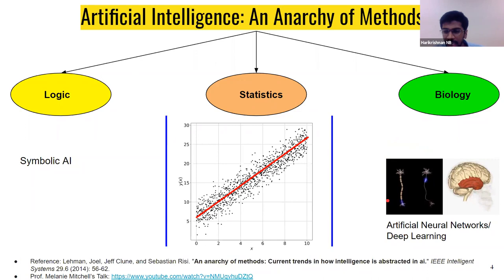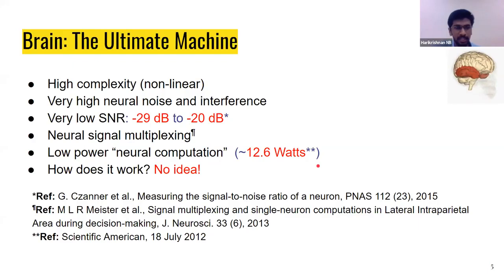So let's try and understand why we are interested in biology-driven learning, or the brain, the ultimate machine. The first and foremost thing is the complexity, because in terms of complexity and adapting to changing environment, the brain is highly complex. The second thing is that there is a high amount of neural noise and interference. At this point, I would like to give some numbers regarding the presence of internal neuronal noise that is there in the brain. For example, the paper here, you can see I'm highlighting, measuring the signal to noise ratio of a neuron.